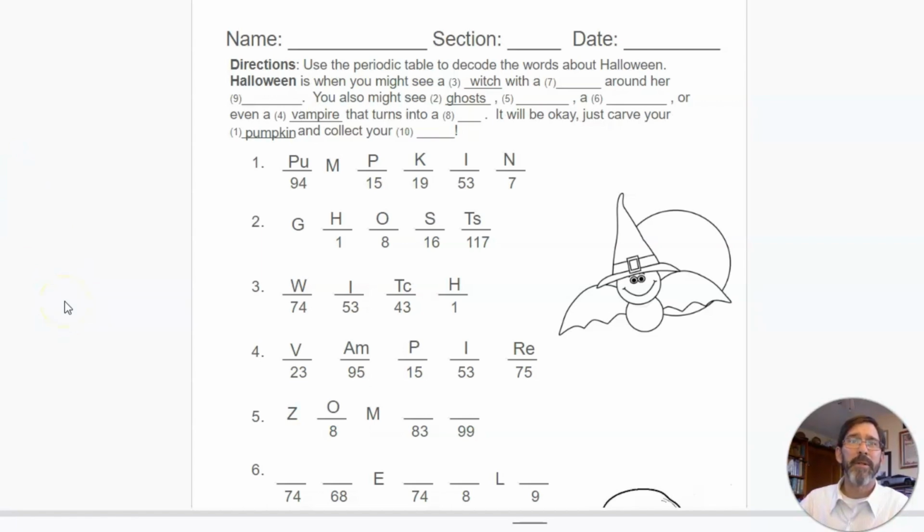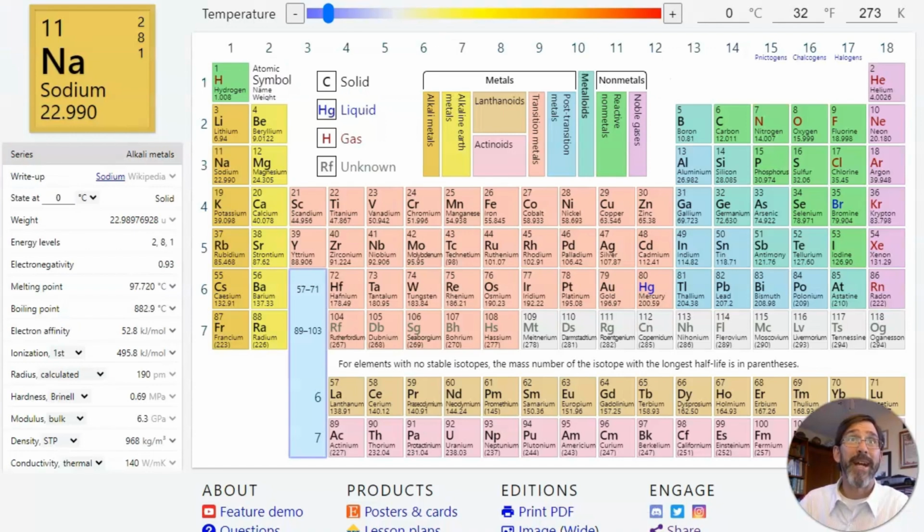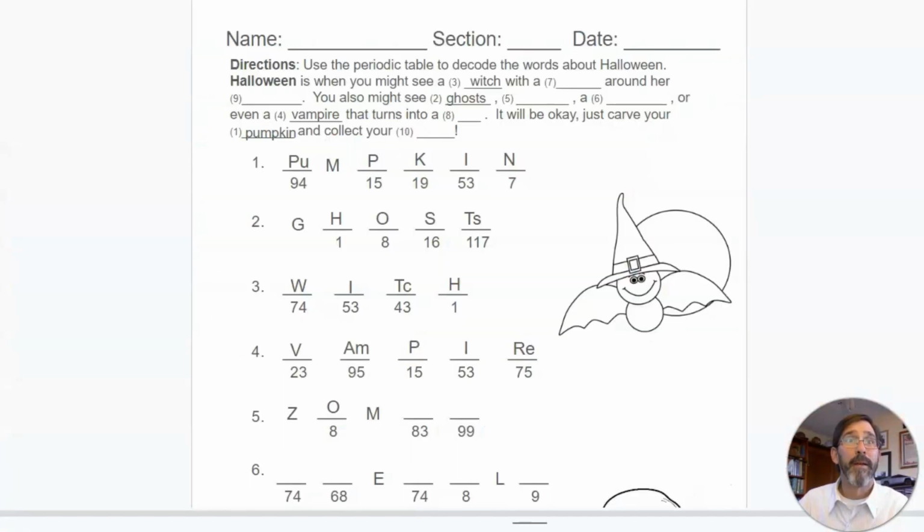Next atomic number, number 83. Number 83 can be found in the post-transition metals. That would be bismuth, capital B, lowercase i. Above number 83, please enter a capital B, lowercase i.